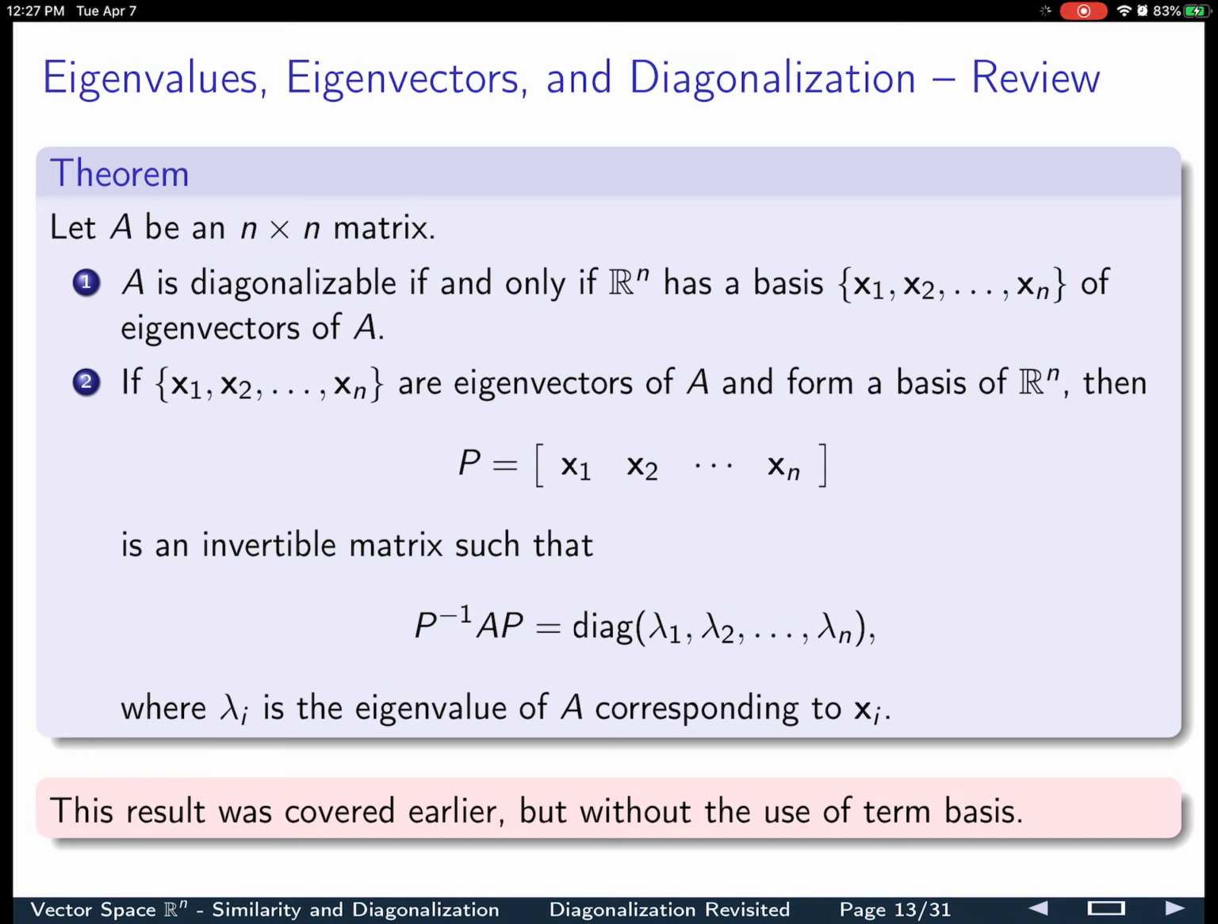Here we go. We've got an n by n matrix. A is diagonalizable if and only if Rn has a basis of eigenvectors. Sure, we need n linearly independent eigenvectors. Cool. Yeah, this is fine. This result we've already talked about, but now we're using the term basis.